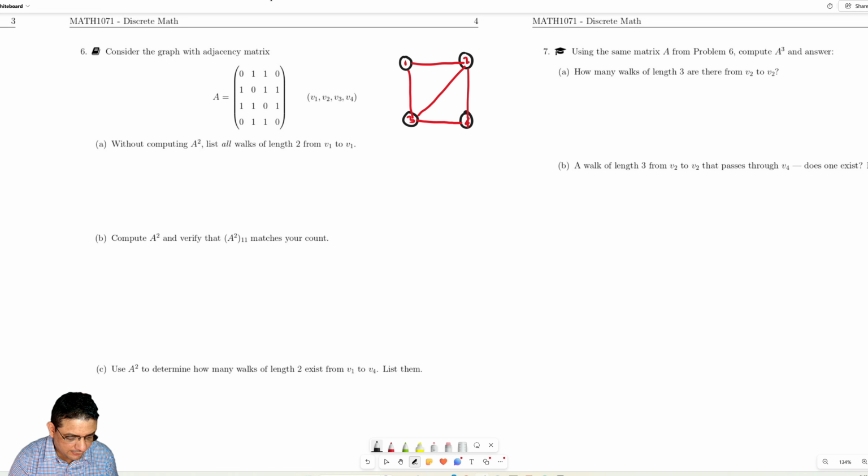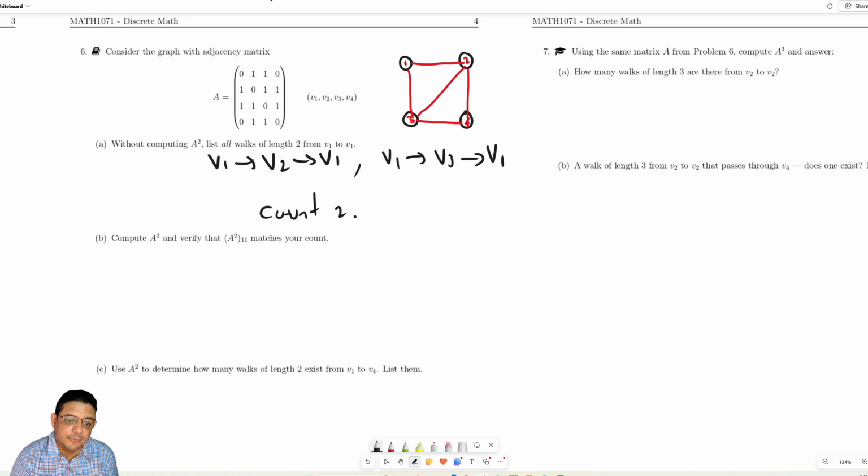So in this case, what are those walks? From B1, I go to B2, and from B2, I return to B1. And you can see it here. From 1, I go to 2, and then return to 1. And the other option is, of course, from 1, I go to node 3, and from node 3, I go back to B1. That's all the possibilities. And so the count here is 2. We have 2 walks in there.